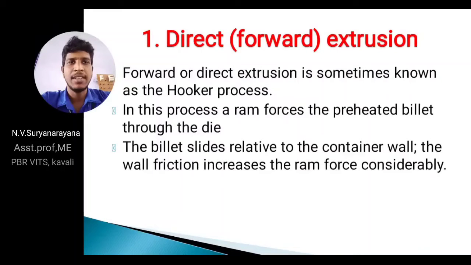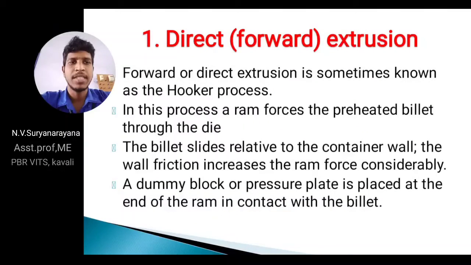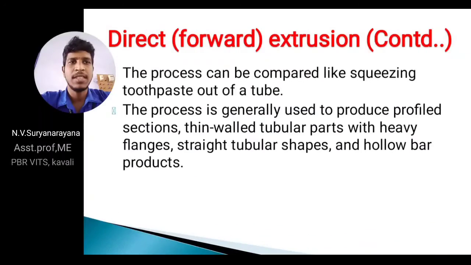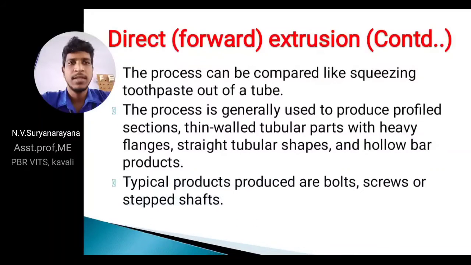In this, the material is moved relative to the container. The wall friction increases the ram force considerably. In direct extrusion, a pressure plate is also placed at the end in contact with the billet. This process is compared to squeezing toothpaste from a tube. This is used for producing bolts, screws and stepped shafts, that is direct extrusion.